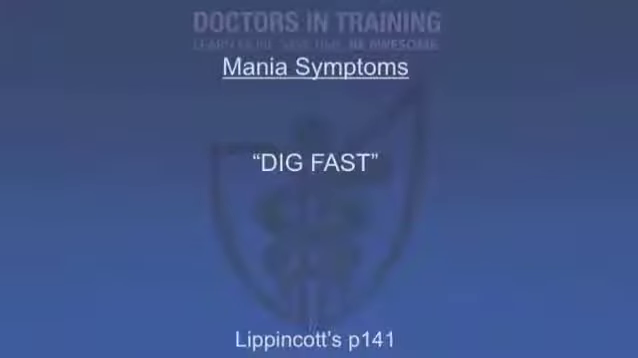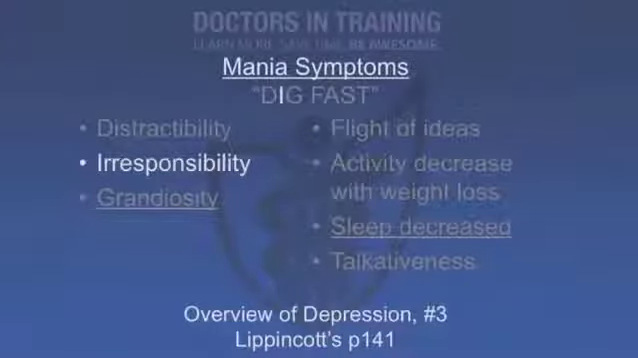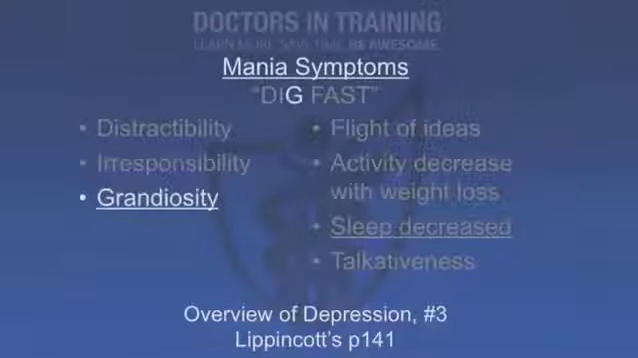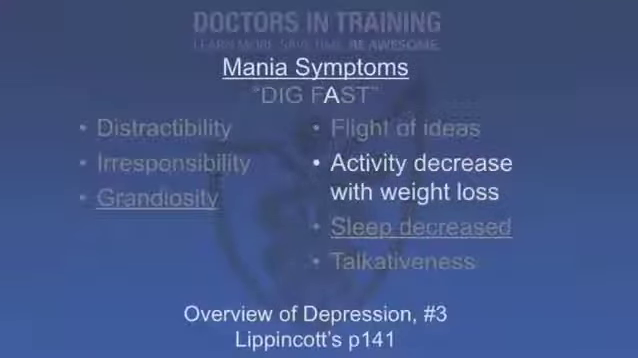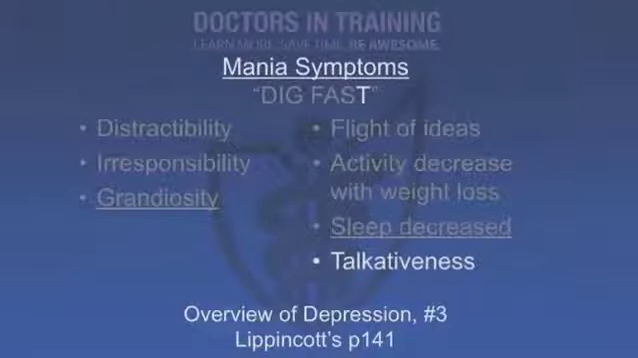Mania is the opposite behavior, and a mnemonic to remember it would be DIG FAST. D is distractibility or easy frustration. I is irresponsibility or erratic, uninhibited behavior. G is grandiosity. F, flight of ideas. A is activity decrease with weight loss and an increased libido. S, sleep is decrease, and T is talkativeness.